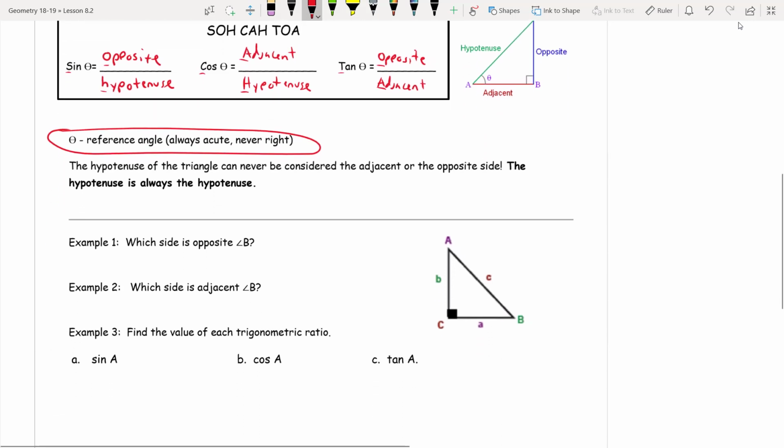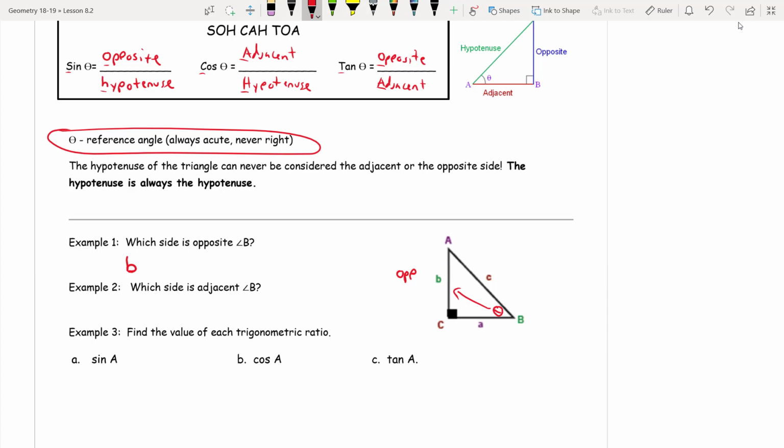If we look closely at this first example, they ask which side is opposite angle B. Angle B is where our theta would go, and opposite is directly across from angle B. If I were to draw an arrow across, that would be my opposite side, and I'm going to label it OPP. The adjacent side is the side next to the reference angle that's not the hypotenuse.